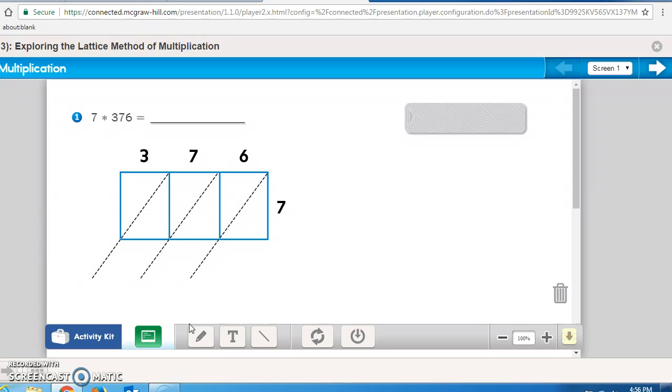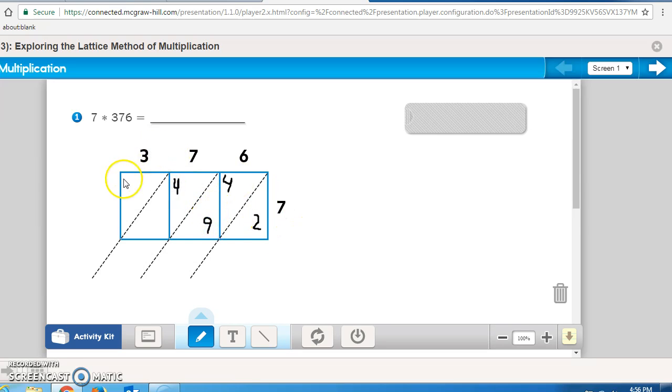Problem 1 on the bottom of page 140 in your math journal. It's asking you this time to multiply a 3-digit number by a single digit. Notice how the box is set up into the 3 place values. We have the hundreds in the first one, the tens in the second, and the ones in the third. And the single digit number that I'm multiplying is over here on the right-hand side. Again, you're multiplying. 7 times 6, 42. This is how you use the box. 7 times 7, 49.